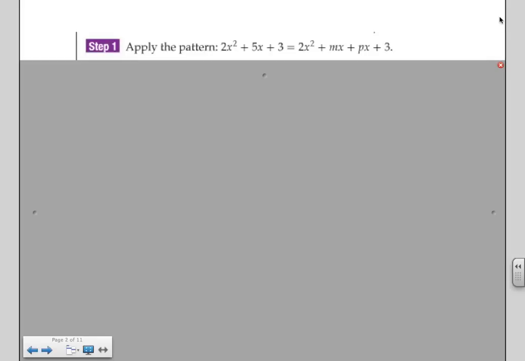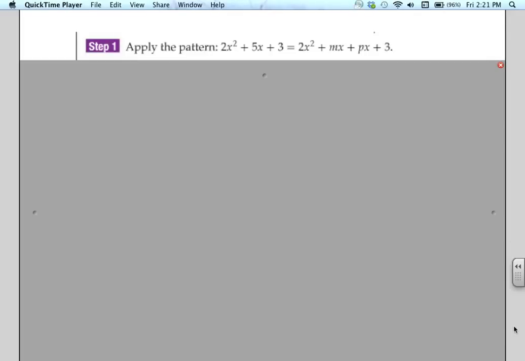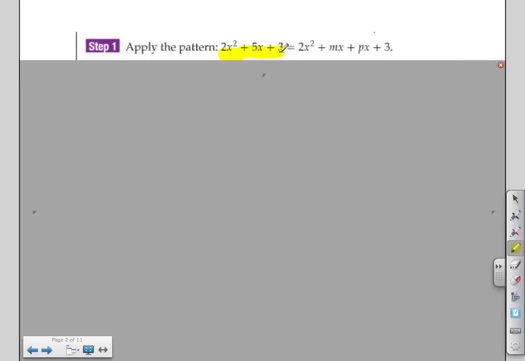Here we have, apply the pattern: 2x squared plus 5x plus 3. We've had this sort of a thing before. 2x squared plus 5x plus 3.